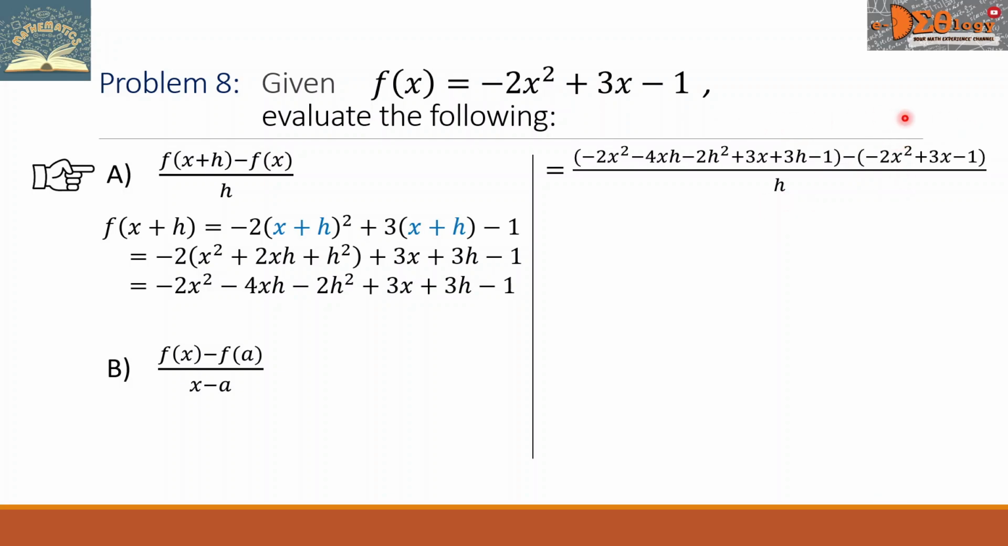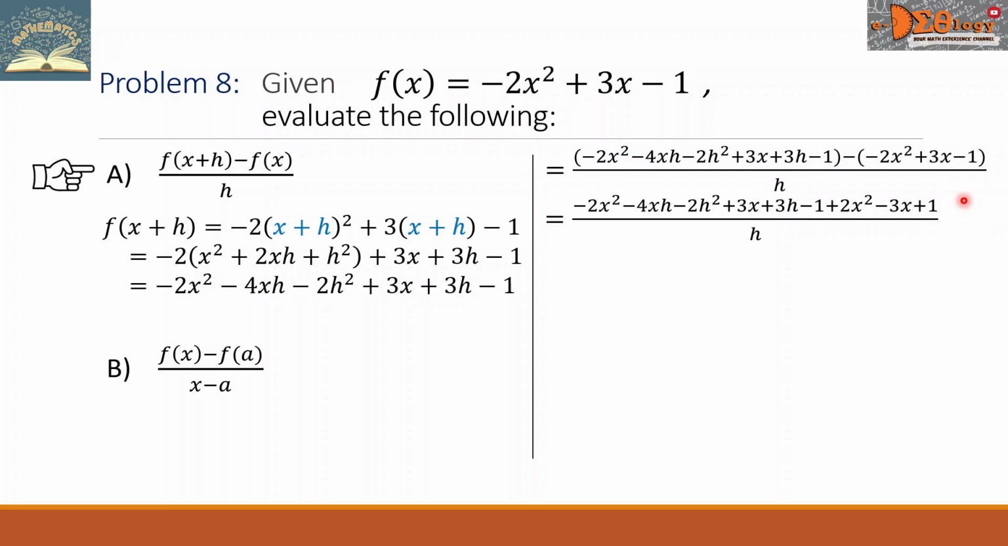Let us now simplify. Let us remove the grouping symbols. In the first group, we can remove the parentheses immediately. But take note, because of the minus sign here, we need to change the signs of all the terms of the second group. So it becomes like this. The negative 2x squared, now positive 2x squared. Positive 3x now becomes negative 3x. And the negative 1 becomes positive 1.